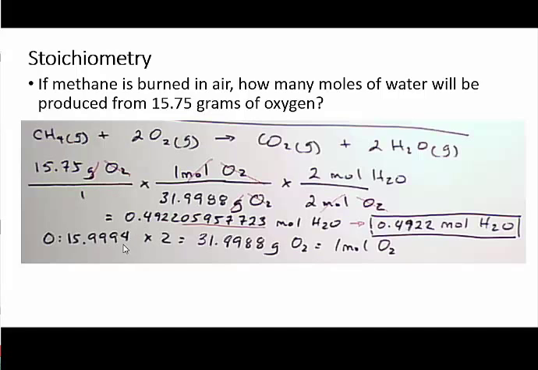15.75 grams of oxygen. The molar mass of oxygen, there's two oxygens in an oxygen molecule because the oxygen we work with is O2. Okay? And that gives us a molar mass of 31.9988 grams of O2 equals 1 mole of O2. And we build our conversion unit from that. 31.9988 goes on the bottom. Grams of oxygen go on the bottom. Moles go on the top. And when we do the math, we get 0.4922 moles of H2O.